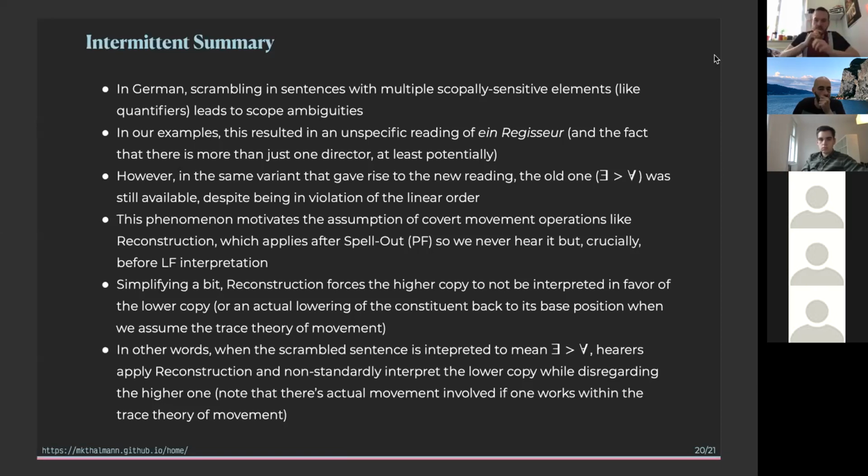So what you can also see here, I think, is that QR and reconstruction are sort of the inverse of each other, right? QR moves up and reconstruction moves down, or forces at least the lower copy to be interpreted. So one is up, one is down, but they do the same thing essentially, at least in the cases we looked at here.